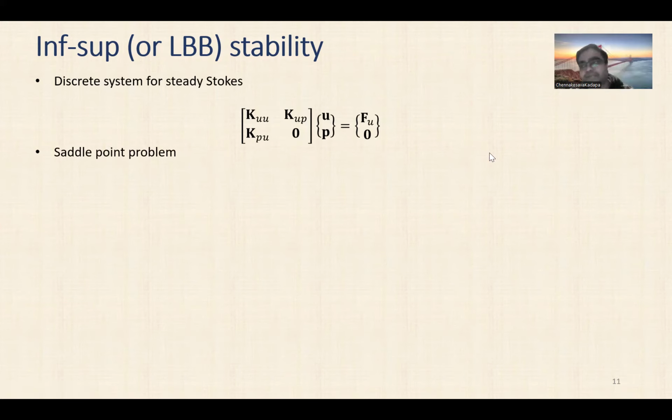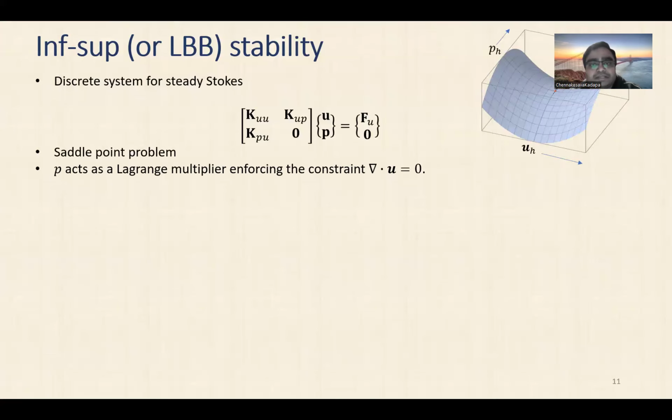There is a lot of theory behind these saddle point problems. We encounter them primarily in optimization, where we want to minimize a function, let's say energy, and then there are some constraints. We apply those constraints using Lagrange multipliers to enforce them, and because of that, we get the saddle point problem. This is very similar. Here, our pressure is a Lagrange multiplier enforcing the zero divergence constraint on the velocity.